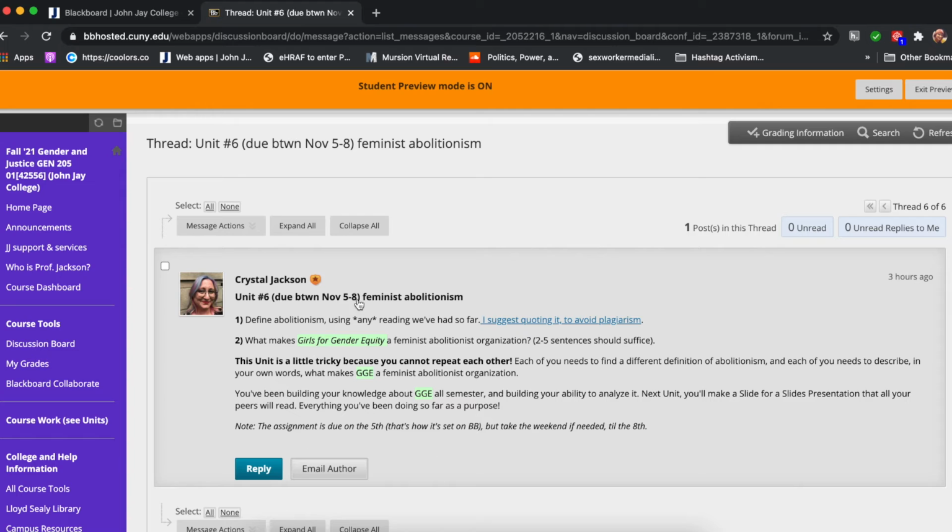So this particular thread is a little tricky because, as always, you cannot repeat what the other peers in your group have already written, which means that you're going to end up with 4, 5, or 6 definitions of abolitionism that are all different. Depending on the number of people in your group, you'll have 4, 5, or 6 ways of understanding how your organization is an abolitionist organization.